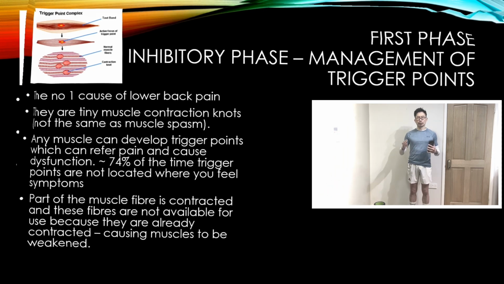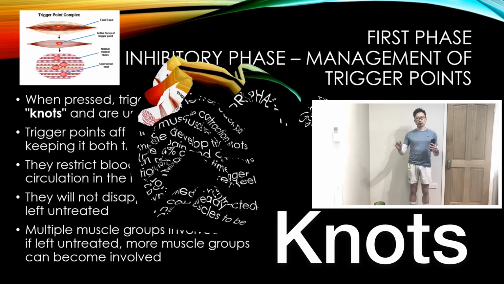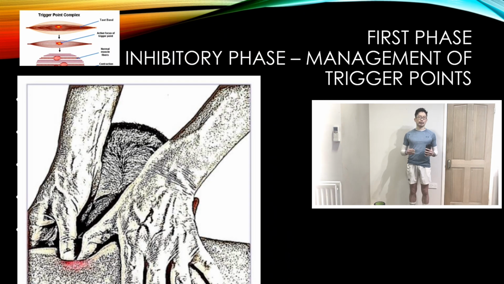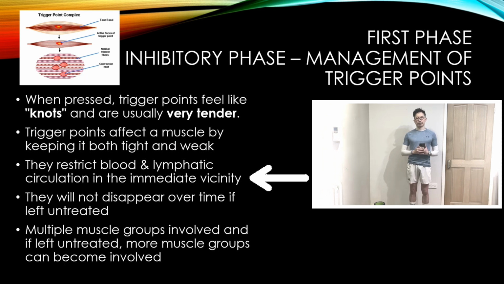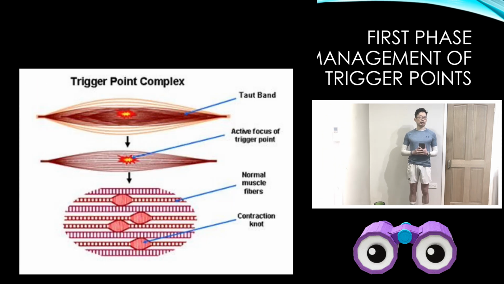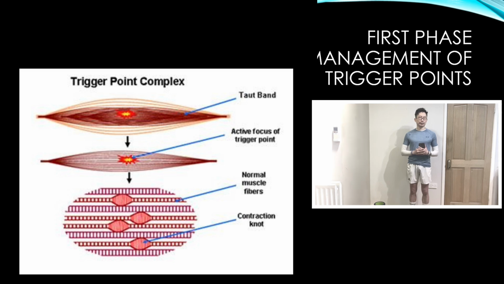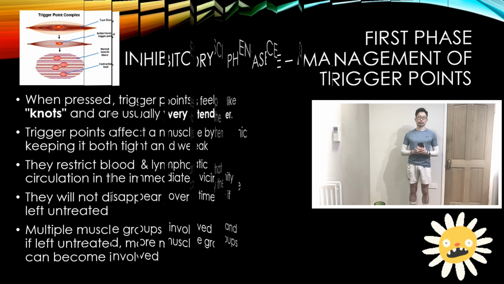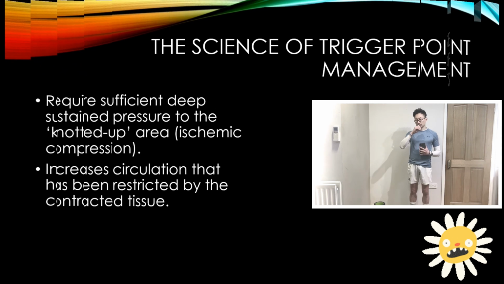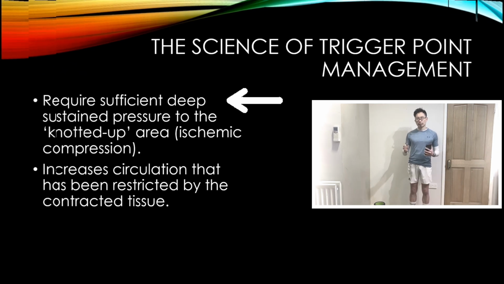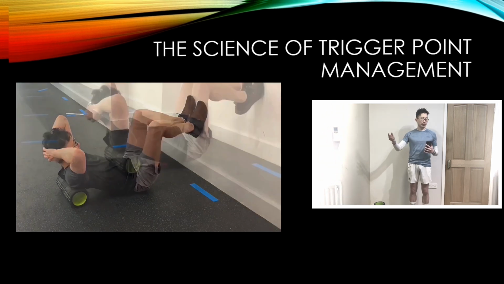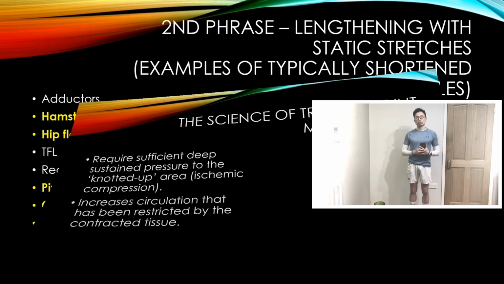When pressed, trigger points feel like knots and are usually very tender. Trigger points affect a muscle by keeping it both tight and weak. They restrict blood and lymphatic circulation in the immediate vicinity. They will not disappear over time if left untreated. For foam rolling to be effective, it requires sufficiently deep, sustained pressure to the knotted up area. This enables increased circulation that has been restricted by the contracted tissue.